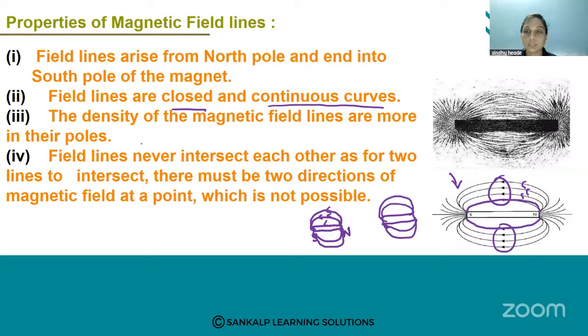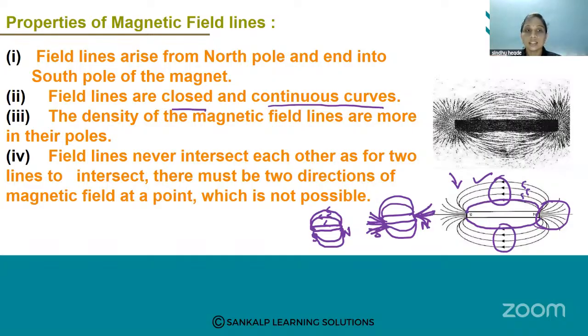And what does the next property tell? The density of the magnetic field lines is more at the poles. Observe this: this is the pole, south and north pole. Here also magnetic field lines are generated, some field lines are generated in the poles also. So as compared to this region, in the pole region more magnetic field lines are generated. Compared to the surroundings, at the pole the magnetic field lines generation is more.